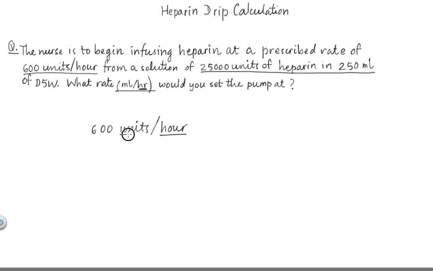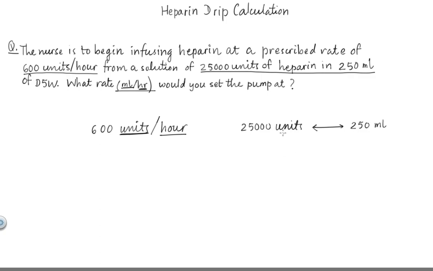Now from here it is clear that you have to convert units into milliliter. How do we do that? We use another piece of information. There is a relation between units and milliliter. Let me write that down here. It says 25,000 units comes in a package of 250 milliliter, right? In every 250 milliliter solution there is 25,000 units of heparin.